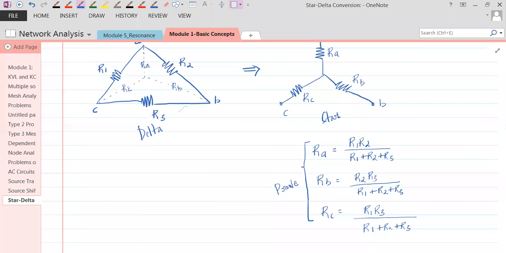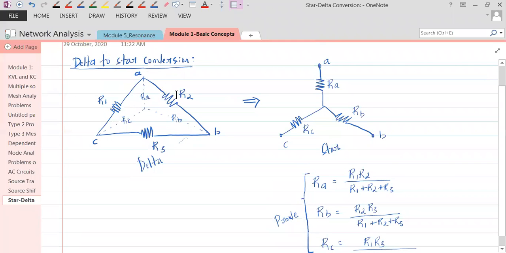Understand? Now let's consider two points here, A and B. Suppose I want to obtain the resistance across the terminals AB. You understand what I mean? Suppose I want to obtain the resistance across the terminals AB. What would that be equal to? Everybody just observe. You need not write anything, just observe.